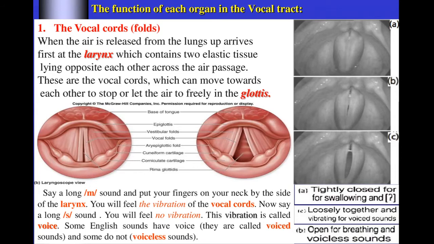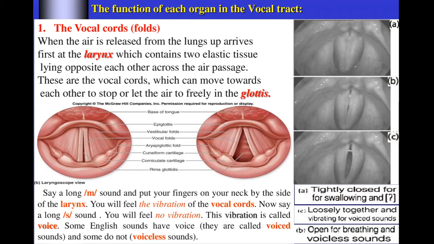We have three states of vocal cords. In A, the vocal cords are tightly closed when we swallow, or when we produce the glottal stop, like in what. In this case, the vocal cords are tightly closed. That is, they prevent the entry of air inside the lungs. They stop the air completely. They close the passage for the lungs.